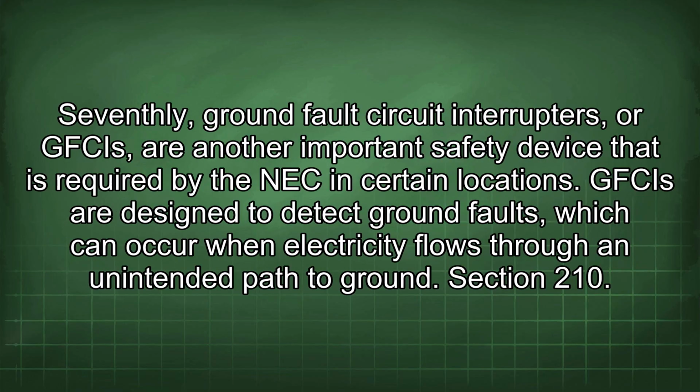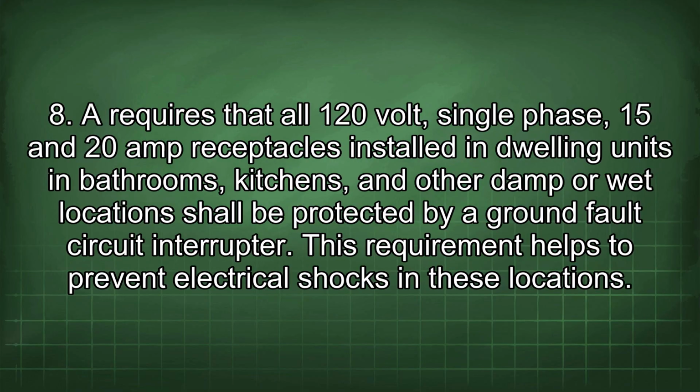Seventhly, ground fault circuit interrupters, or GFCIs, are another important safety device that is required by the NEC in certain locations. GFCIs are designed to detect ground faults, which can occur when electricity flows through an unintended path to ground. Section 210.8 requires that all 120-volt single-phase 15 and 20 amp receptacles installed in dwelling units in bathrooms, kitchens, and other damp or wet locations shall be protected by a ground fault circuit interrupter. This requirement helps to prevent electrical shocks in these locations.